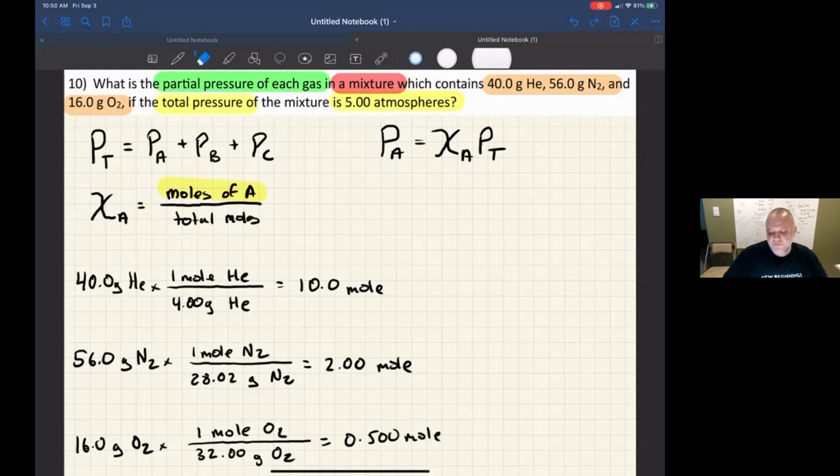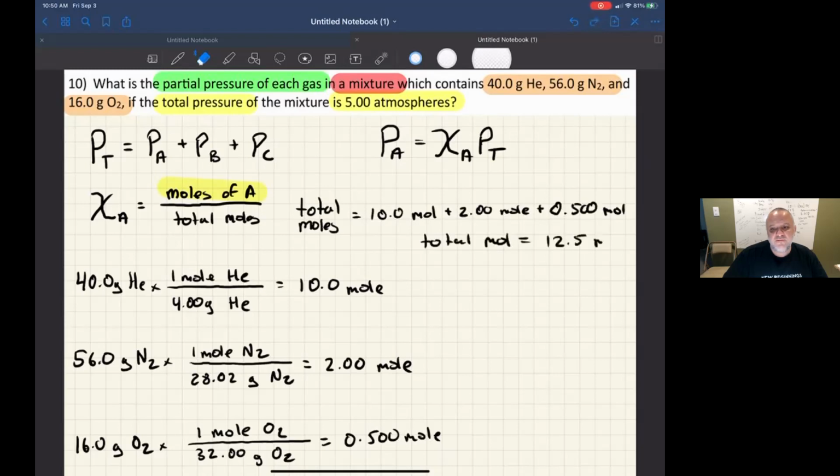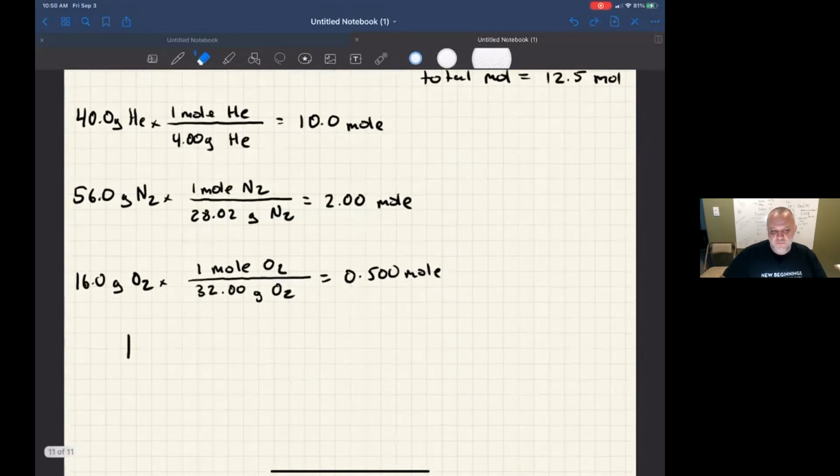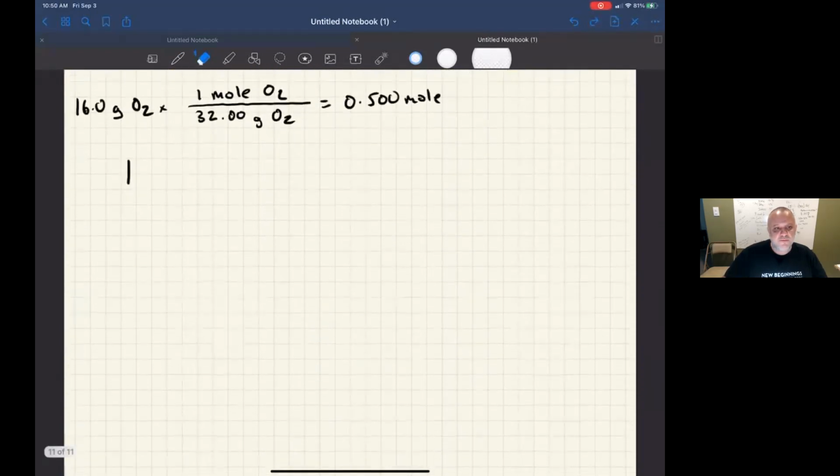Now let's figure out the total number of moles. The total number of moles is going to be 10.0 plus 2.00 plus 0.500. And so I get 12.5 moles. Okay, so I've got some work to do now to figure out these partial pressures.